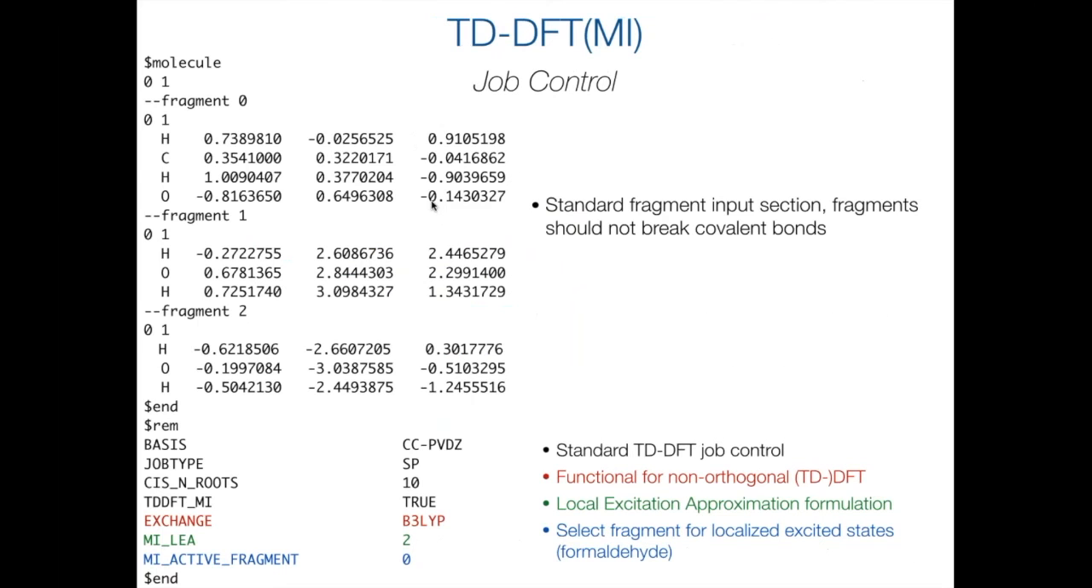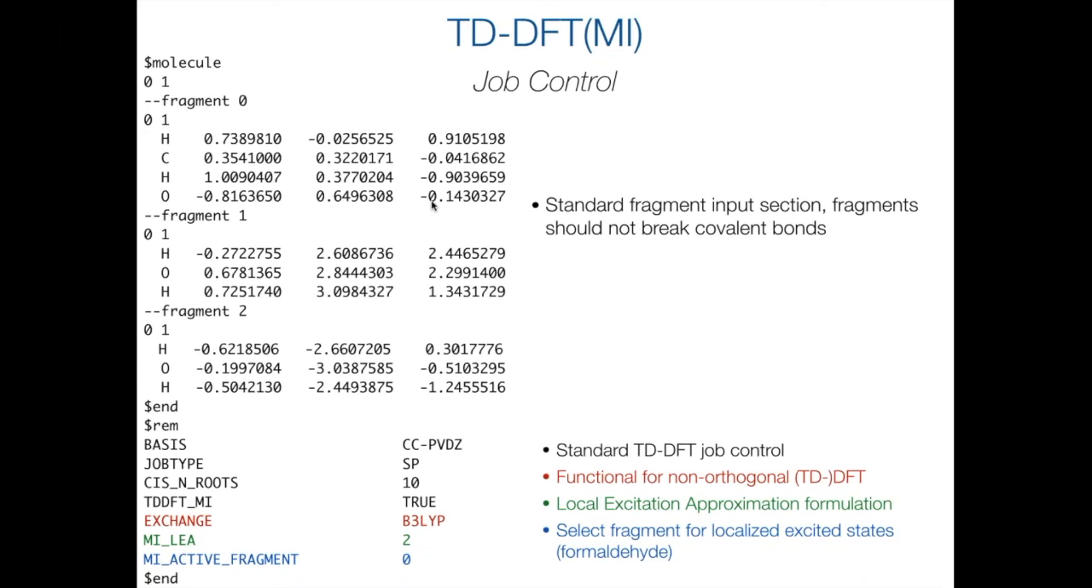So here's the job control for TDDFT-MI. It's pretty familiar if you've done TDDFT in Q-Chem before. Again, we have the standard fragment input section, although notice that one of these fragments is different, and this is going to be our active fragment. Otherwise, this is pretty familiar.